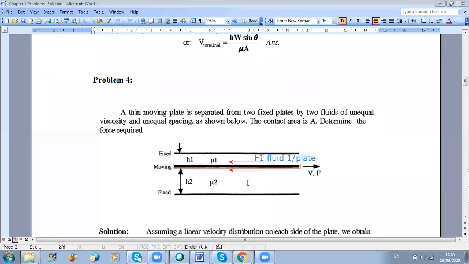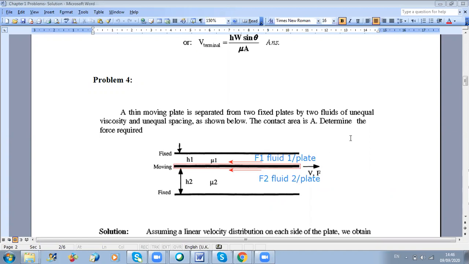Doctor, F must be equal to the sum of both? Yes, F is equal to the sum of both. F should be equal to F1 plus F2. Because if you want to move at constant velocity V, then the sum of forces on the plate should be 0. So the force F should at least overcome the friction of fluid 1 and the friction of fluid 2. So F should be equal to F1 plus F2. And this is F2, the force of fluid 2 on the plate.